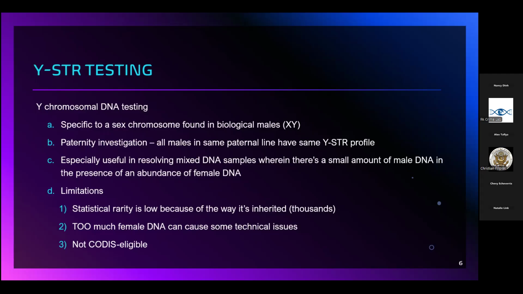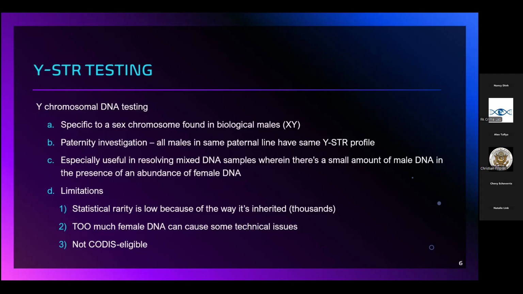YSTR testing is especially useful in resolving mixed DNA samples, wherein there's a small amount of male DNA in the presence of an abundance of female DNA. So if you have a sample with a lot of female and only a minute amount of male DNA, using autosomal STR analysis will likely just give you the female's profile. And that's just because there's just so much of the female's DNA that it ends up masking any DNA other than hers. So like a vaginal sample, for example, you'd fully expect that there's a ton of the female's DNA. In those circumstances, YSTR testing is the way to go.